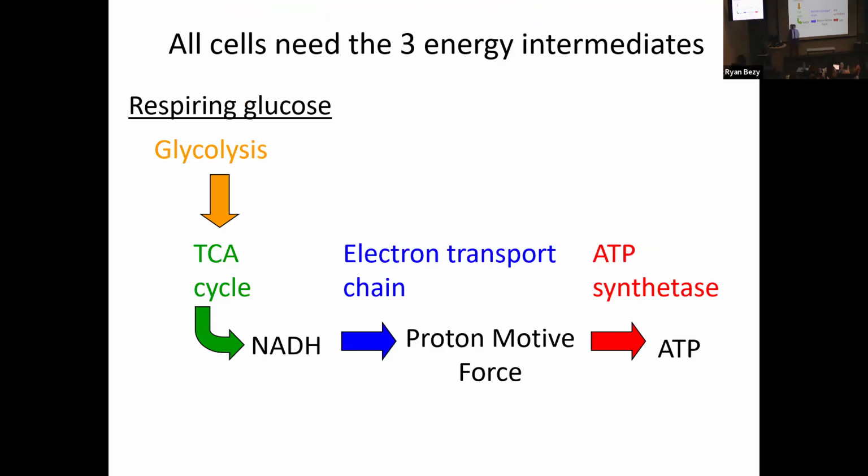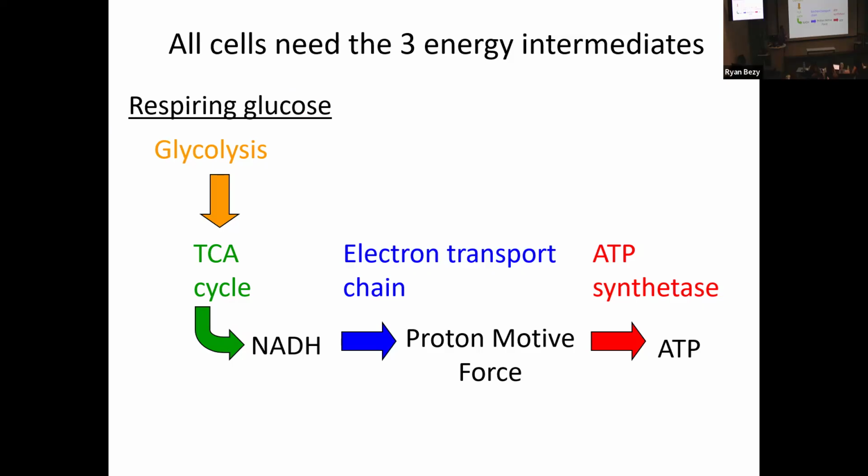Those three energy intermediates, I brought them up quite a bit, but all cells need the three energy intermediates, pretty much all cellular life. Whether we're talking about a prokaryote, a eukaryote, a plant, an animal, a fungus, a bacteria, all cellular life uses those three main energy intermediates of NADH, proton motive force, and ATP. Those are the big three.